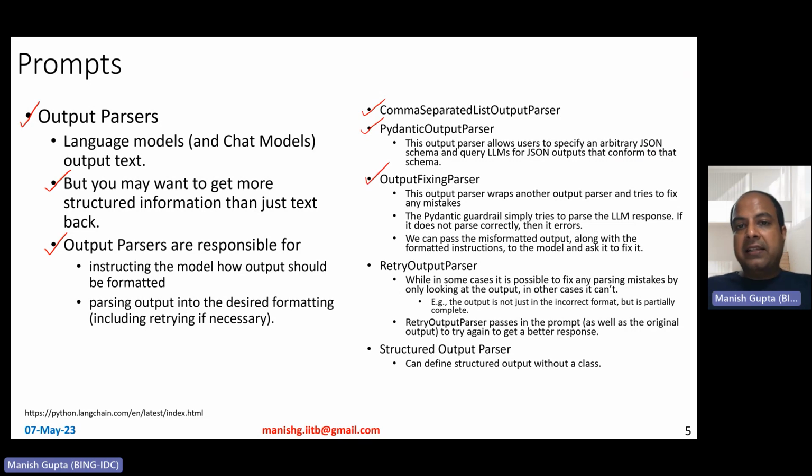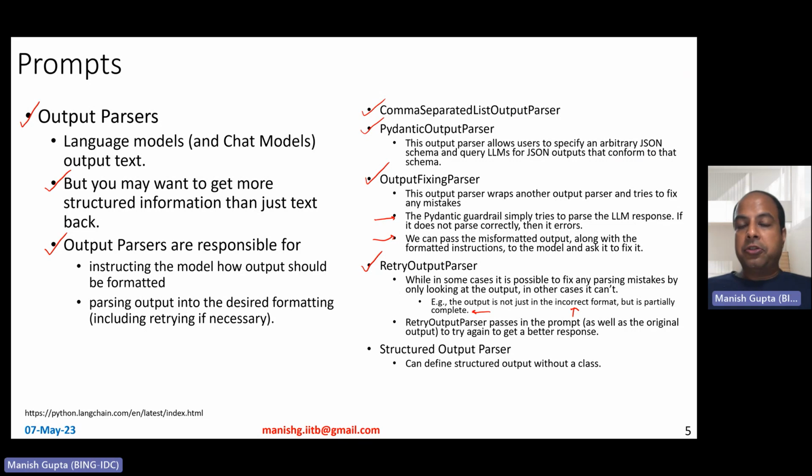Output fixing parser. Now you can tell the LLM to output results in a particular format, but the LLM may not really output results in that format. So there's an output fixing parser which uses an LLM to fix output that might have been incorrectly formatted. You can pass the misformatted output along with the format instructions to the model and ask it to fix it. Okay. However, this fix does not always work. For example, when it's not just an incorrect format but also a partial response, you can't ask an LLM to fix an output that an LLM gave earlier.